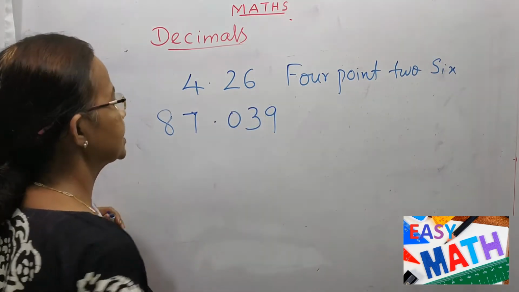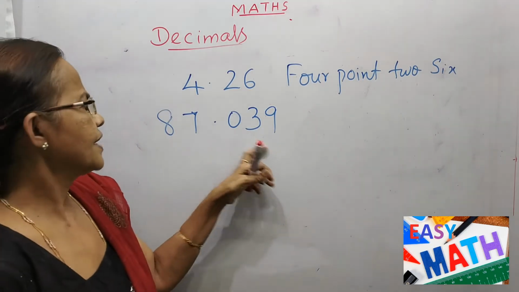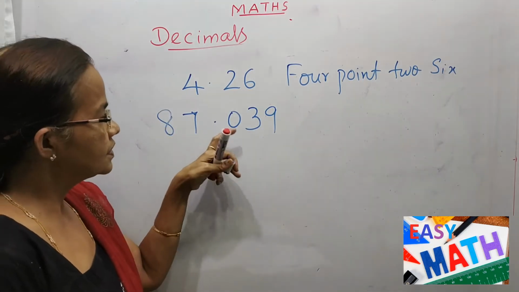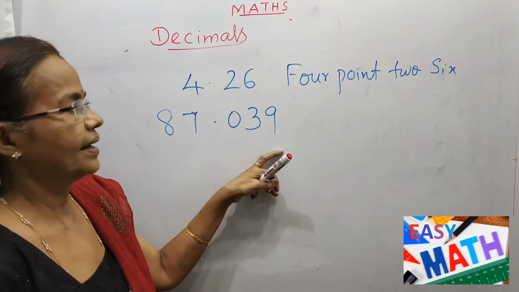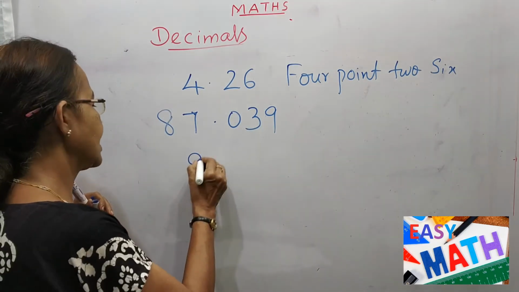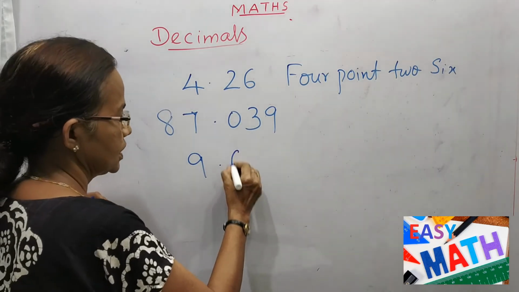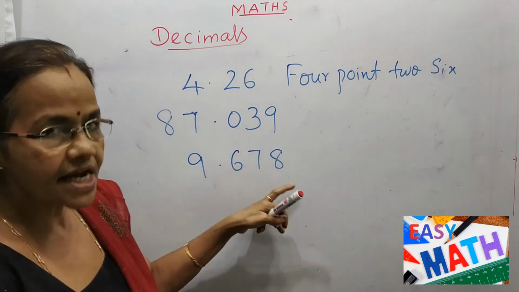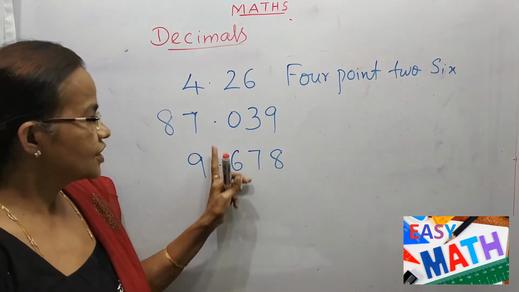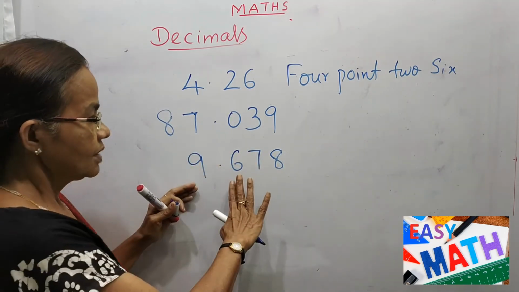87.039. How can we write it? The spelling: 87.039, not 39, but 039. Okay, then if it is 9.678, that is 9.678. Don't read it as 678 because it is by 1000.